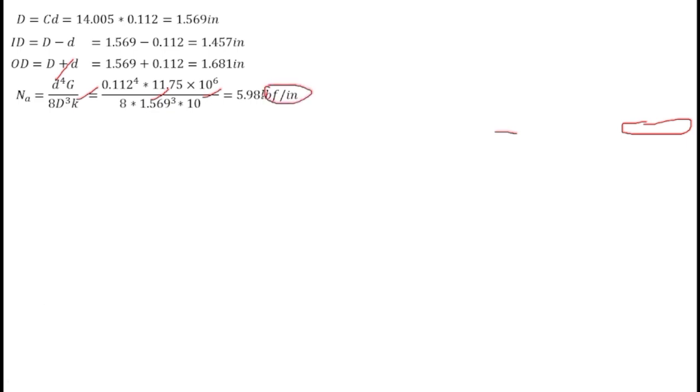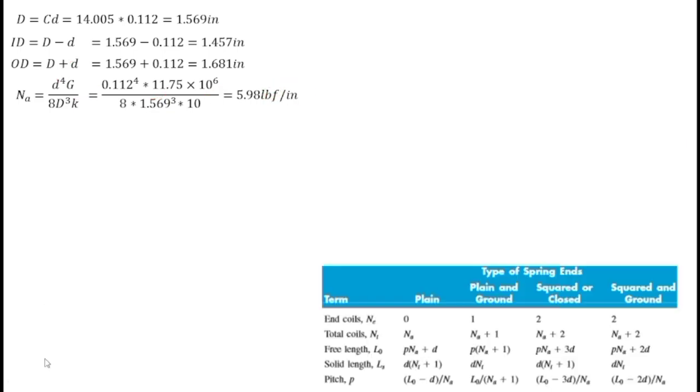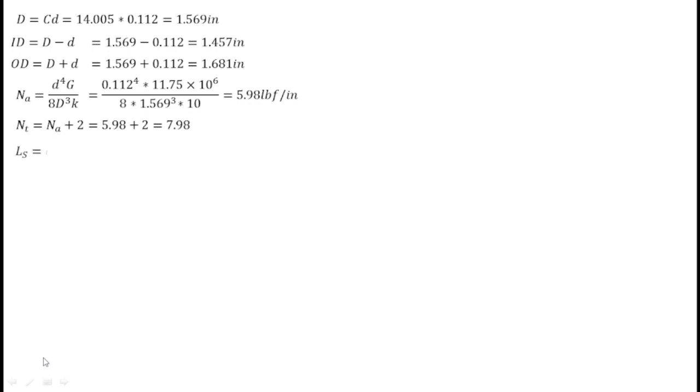In fact, there is no unit. To find out the solid length and free length, you can use this formula. Since we told you that our design will be based on squared and ground ends, this is the total number of active coils. So if you add 2 over here, it will give you 7.98 turns. And if you multiply 0.112 with the total number of active coils, which is 7.98, it will give you the solid length. So this is the formula for total active coils, and this is for the solid length. Total active coils is 7.98 and solid length is 0.894 inches.